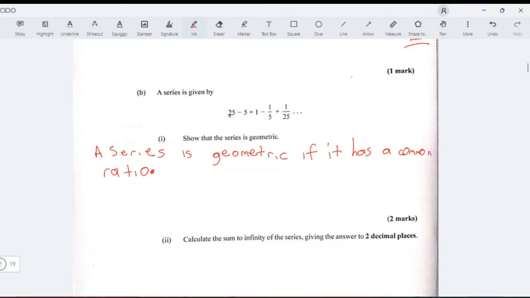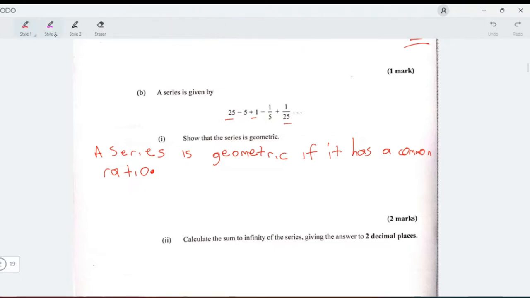So now this series, we can break it up. I'm going to look at positive terms. I love to only look at positive terms, then look at my negative terms. We can rearrange this series as follows: 25 plus 1 over 25, plus the positives would continue, minus the negative terms, and the negative terms would be 5 plus 1 over 5 plus, and it continues.